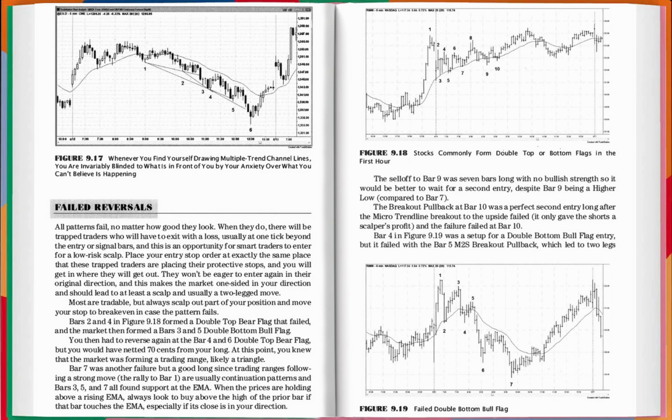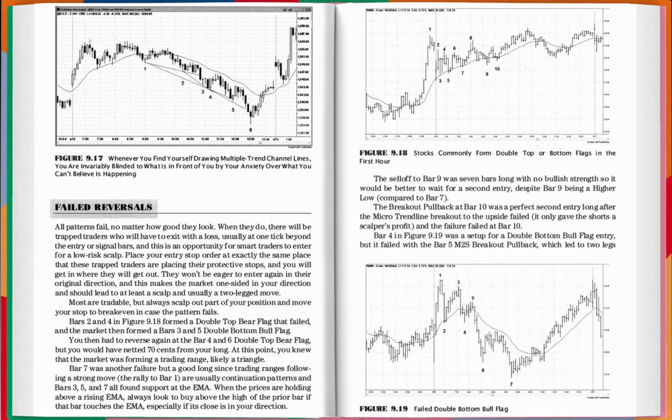The sell-off to bar 9 was 7 bars long with no bullish strength, so it would be better to wait for a second entry, despite bar 9 being a higher low compared to bar 7. The breakout pullback at bar 10 was a perfect second entry long after the micro trendline breakout to the upside failed. It only gave the shorts a scalper's profit, and the failure failed at bar 10.